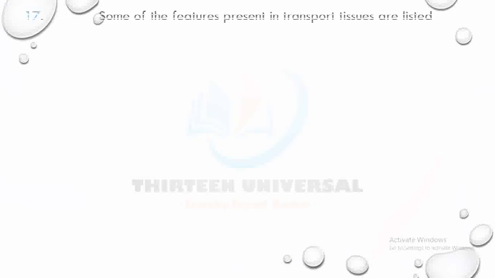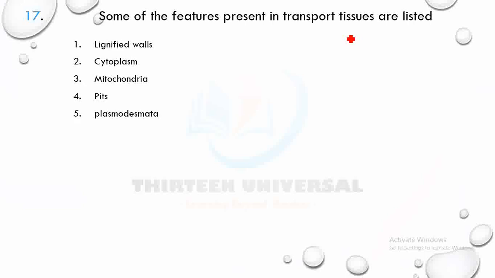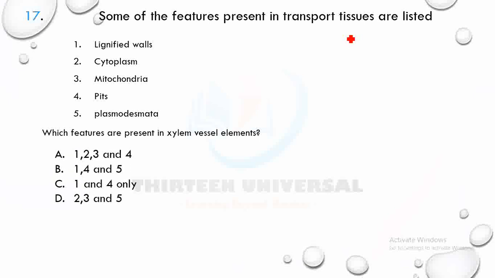So let's run. Some of the features present in transport tissues are listed. You can see that. Okay. Which features are present in a xylem vessel element? So guys, which ones are present? Pause the video and try it. Xylem vessel element, that's what we're asking. Look at which ones are present.